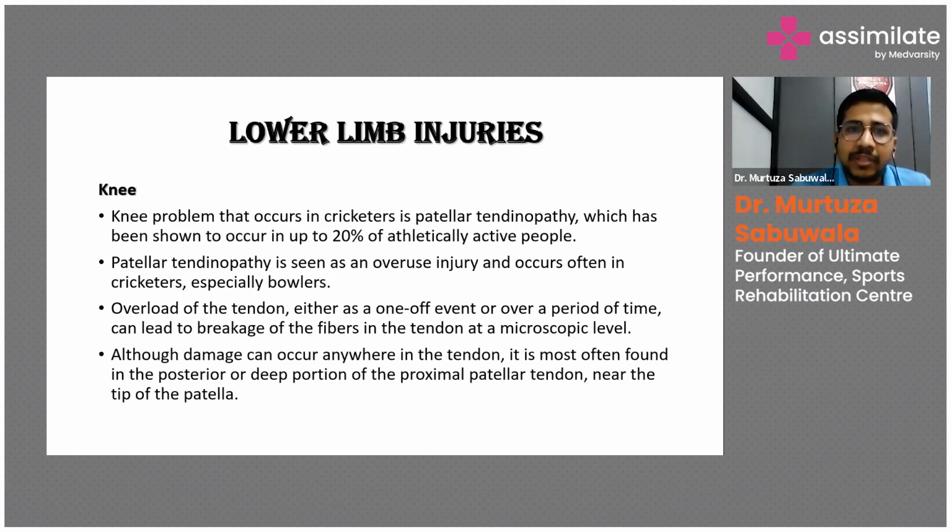Patellar tendinopathy is mostly an overuse injury, which is shown to occur in up to 20% of the athletic population. It is seen in cricket, especially in bowlers. Overload of the tendon, either as a one-off event or over a period of time, can lead to breakage of fibers of the tendon at a microscopic level. Although damage can occur anywhere in the tendon, it is most often found in the posterior deep portion of the proximal patellar tendon near the tip of the patella.